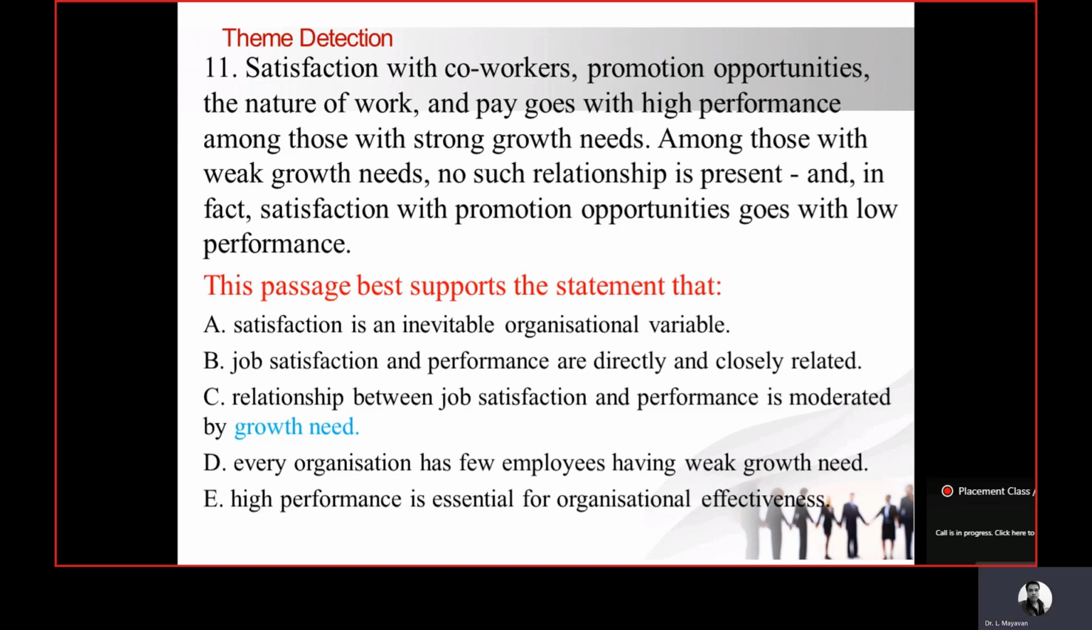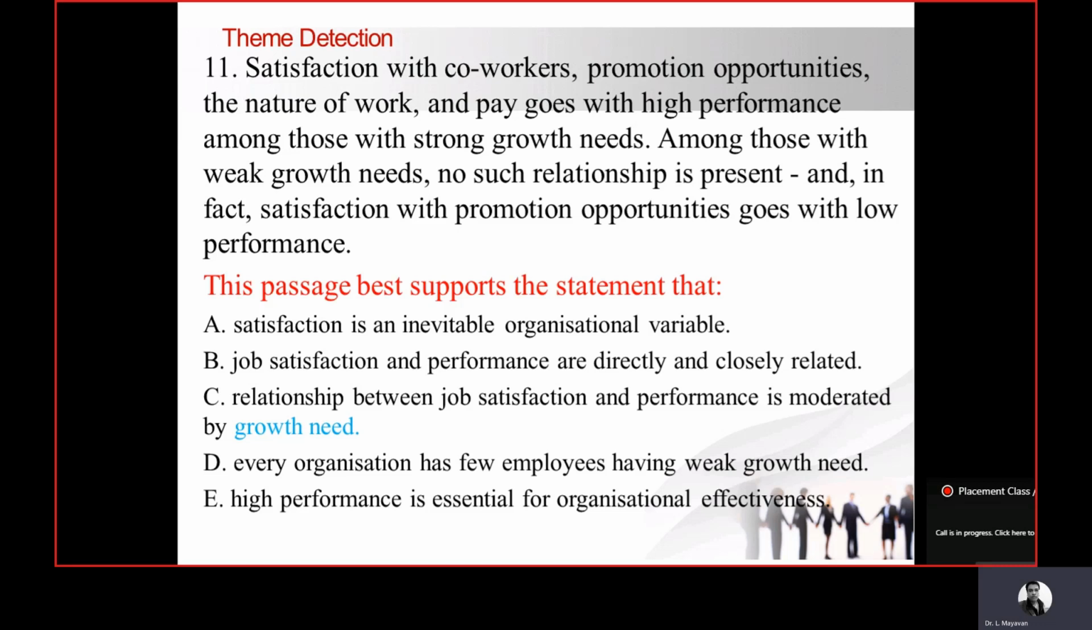Option B, job satisfaction and performance are directly and closely related. Somehow it seems to be the right option. Now let us also consider the other options. Option C, relationship between job satisfaction and performance is moderated by growth need. So the passage discusses the growth need. Either it is a strong growth or low growth. It talks about the growth need. So option C seems to be the right option.